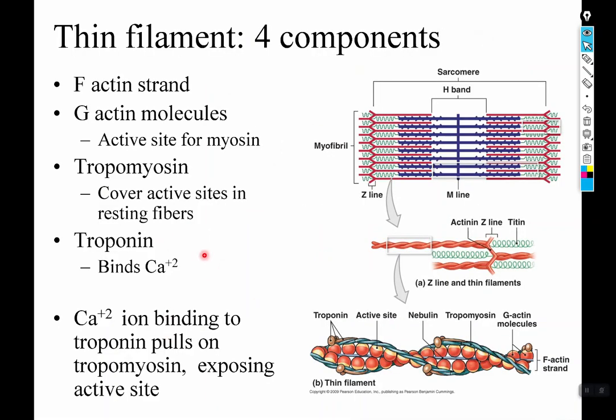So, just to review, tropomyosin covers the active sites of G-actin in resting fibers, so fibers that are not actively generating tension. And troponin binds to calcium, which results in tropomyosin moving off of the active site of the G-actin. So that's where the calcium comes in.